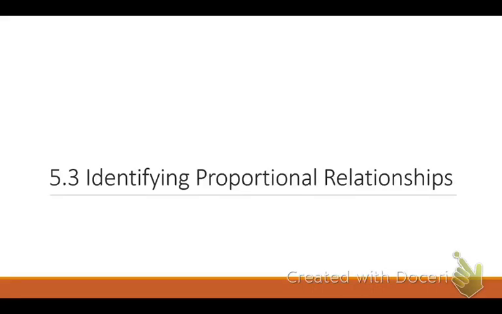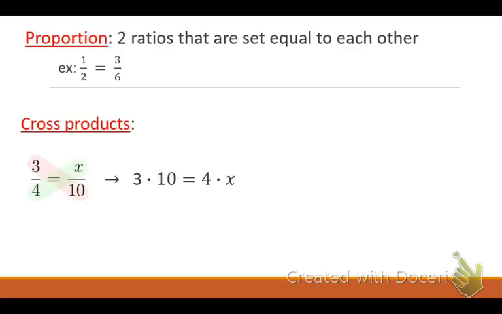Okay, today we're in section 5.3, identifying proportional relationships. In sections 5.1 and 5.2, we've been looking at comparisons between two quantities. We call them either ratios or rates. Now we're taking two ratios or two rates and setting them equal to each other in what we know as a proportion. So a proportion is two ratios or rates that are set equal to each other.